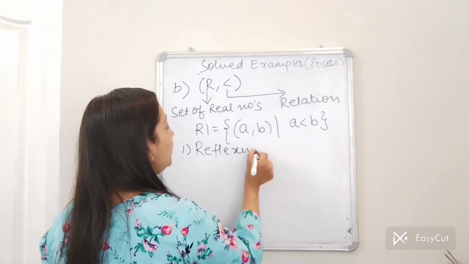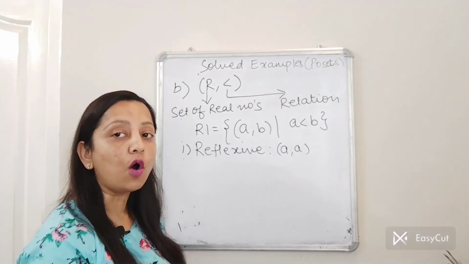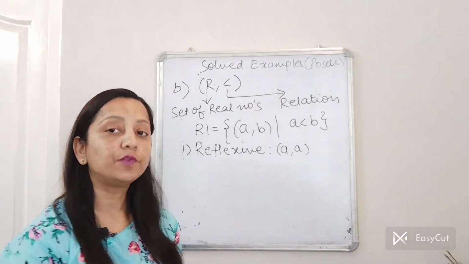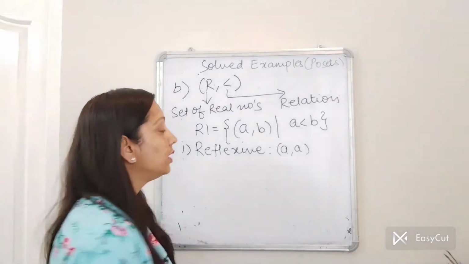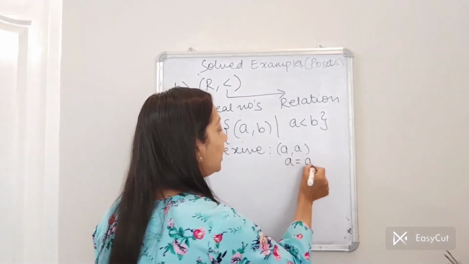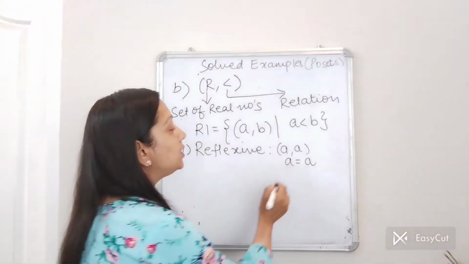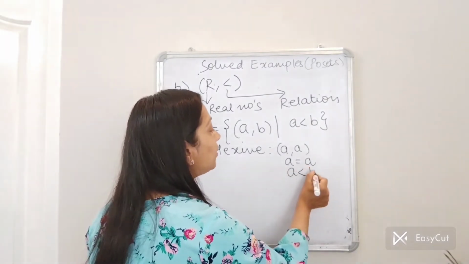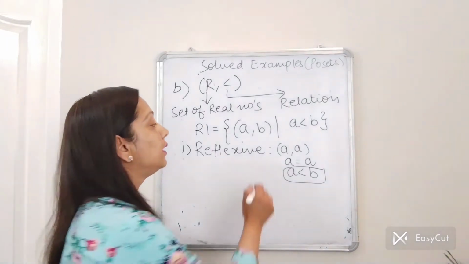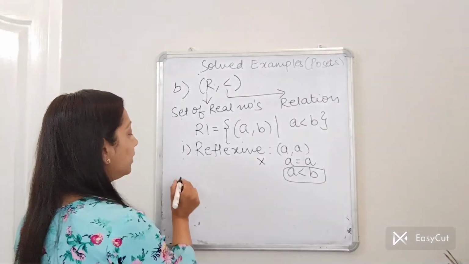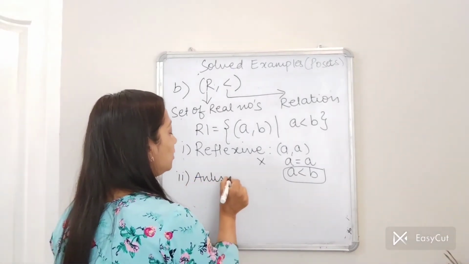Okay, so to be reflexive, ordered pair A, A must exist. For all A that belongs to the set of real numbers, an ordered pair A comma A must exist in the relation. So that means A equals A. If A comma A exists, that means A is equal to A. But here A is not equal to A, rather it is less than B. So that means it is not reflexive. Then we will see if it is antisymmetric or not.